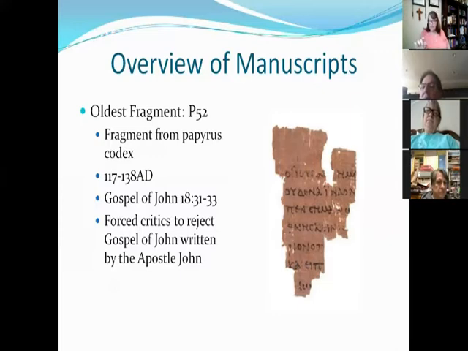Now this little piece, I'm only showing one side, there's actually another side, so we know it was part of a codex and not a scroll, because just like our books today, we have writing on both sides of the paper. So this had writing on both. But I wanted to focus that this is John 18:31 to 33, which is the trial of Jesus with Pilate.